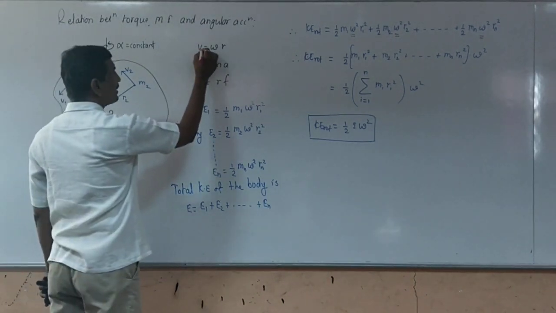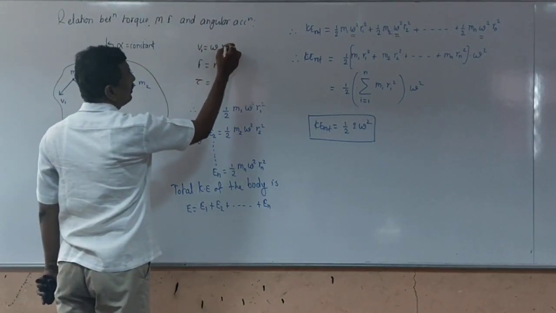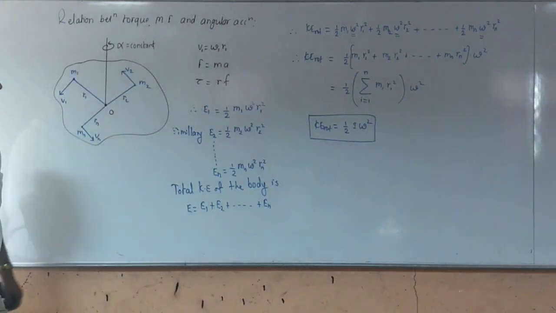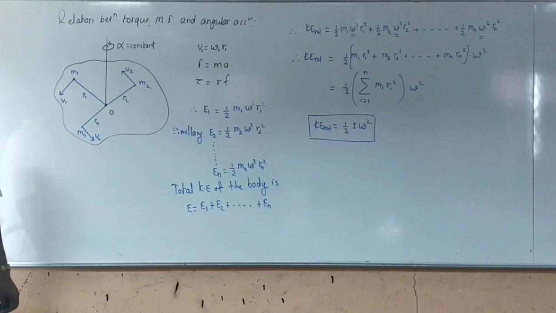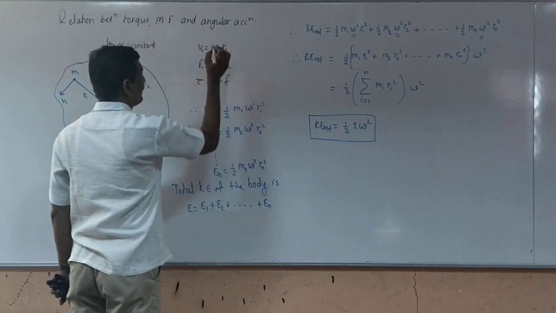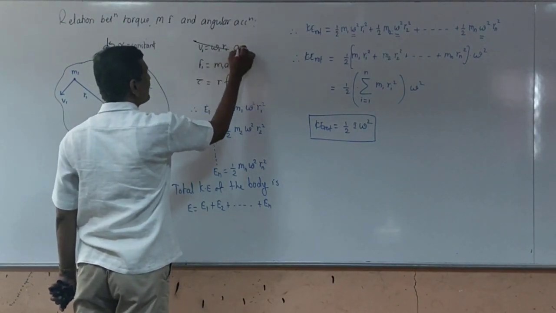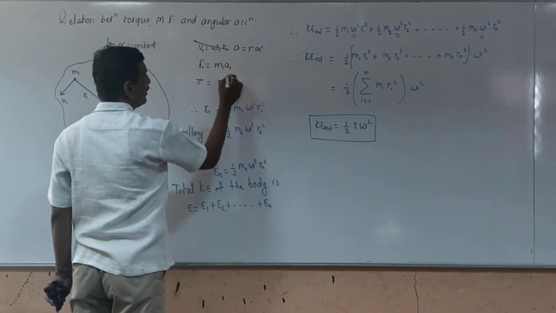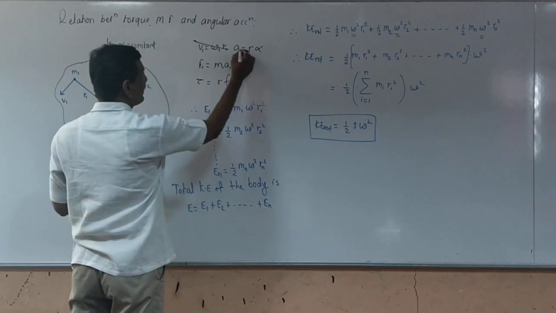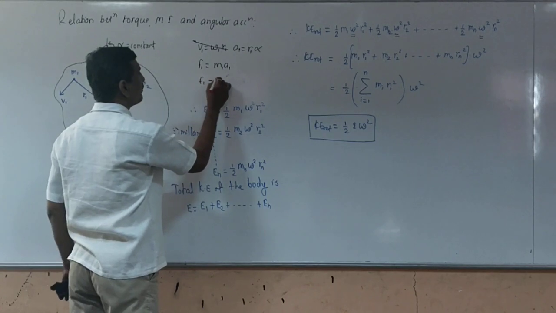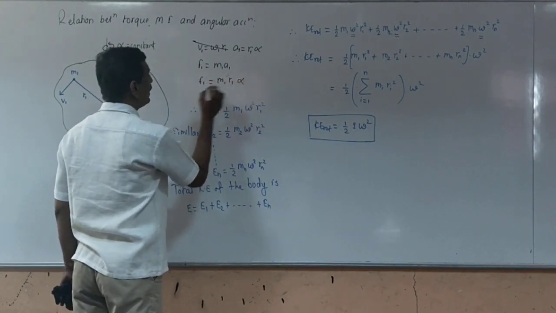We get v1 = ω1 r1. Then F = ma, so we get F1 = m1 a1. Instead of that relation, we use a = rα. What is the value of a1? Put the value of a1: a1 = r1 α. So we get F1 = m1 r1 α.